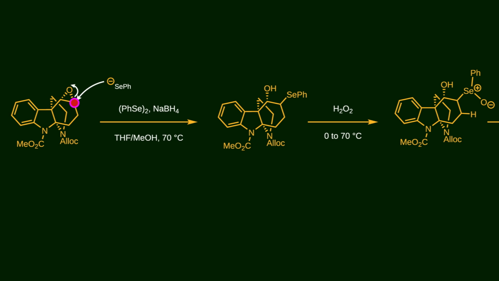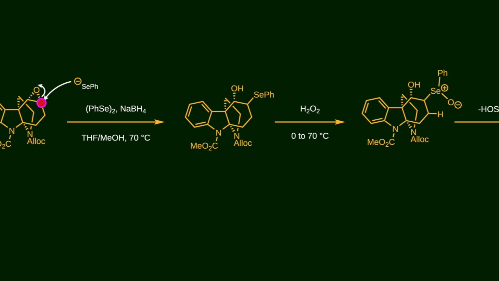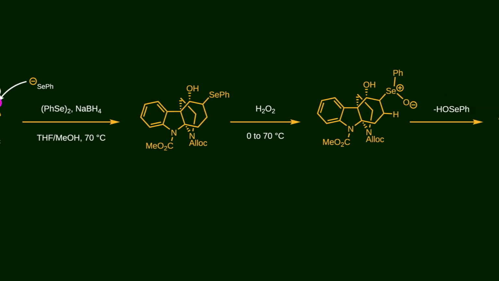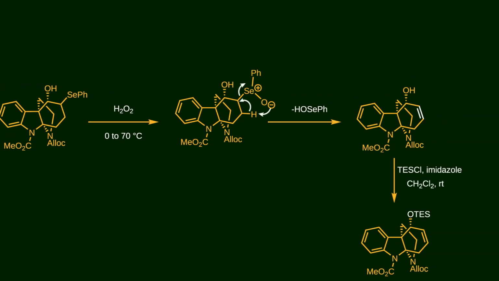The resulting hydroxyselenide is not isolated but directly oxidized by an excess amount of hydrogen peroxide, forming an unstable selenoxide. This selenoxide abstracts a proton from its beta position, producing an alkene. Notice that there must be a syn beta hydrogen relative to the selenoxide for this reaction to happen.